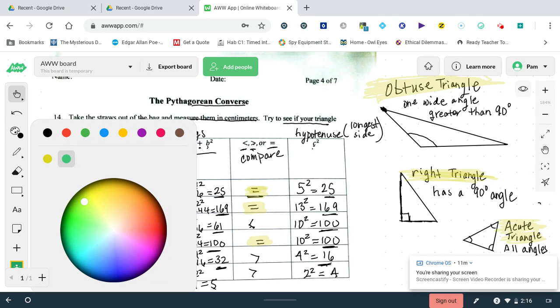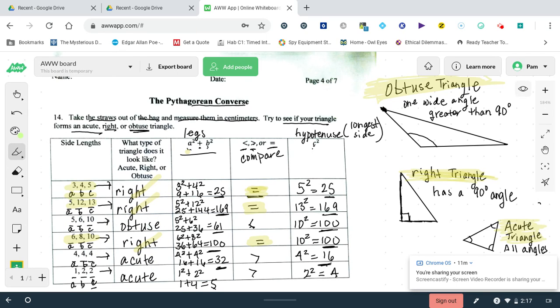I'm trying to find something where you can still see it when I make the markings. Okay. Now, look at this one where you had less than. So where you had less than, 61 was less than 100. So that means A squared plus B squared is less than C squared. So where your A squared plus your B squared is less than your C squared, the triangle was obtuse.